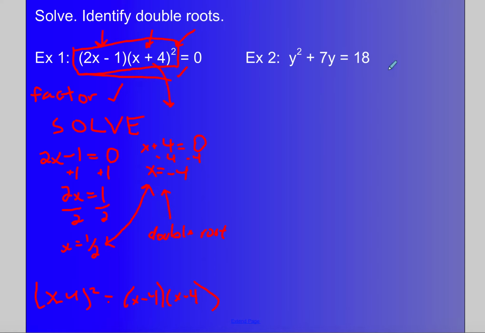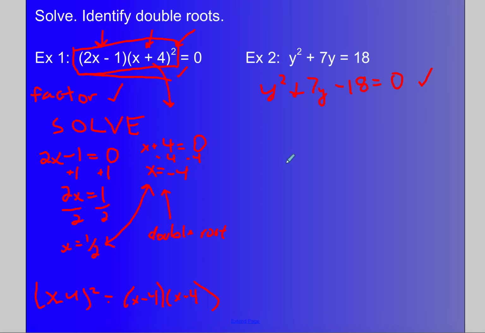Now let's go through this one. First thing we need to do is set everything equal to 0. Is everything equal to 0? No, but what I could do to make this equal to 0 is just subtract this 18 over. So when I do that, I would get y squared plus 7y, I'm subtracting, so that would be minus 18 equals 0. All right, so I've done the first step.